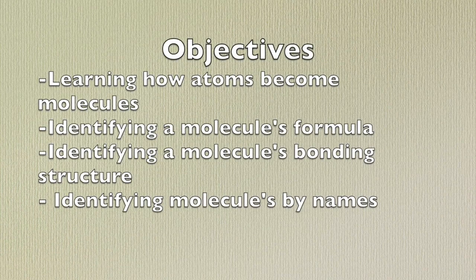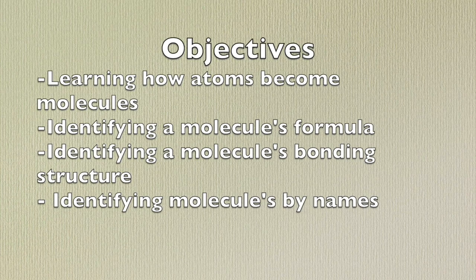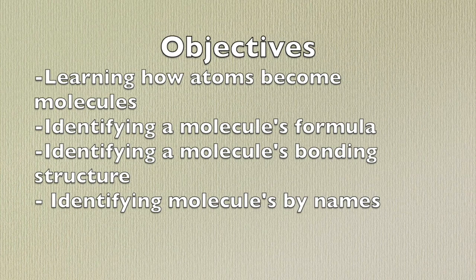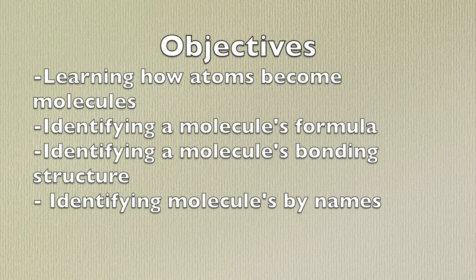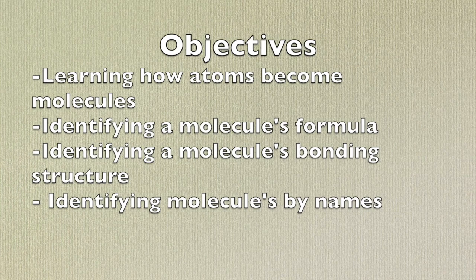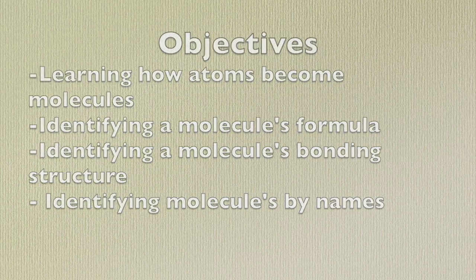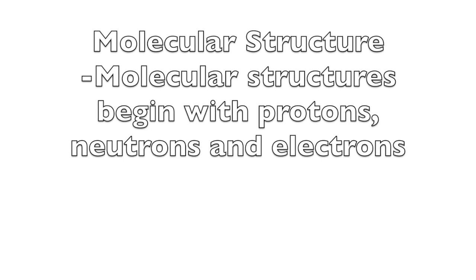For this lesson, our class objectives will be learning how atoms become molecules, identifying different molecule formulas, and identifying molecule bonding structures and names. For this lesson, we will be comparing fructose, glucose, and sucrose as our main examples for molecule identification.